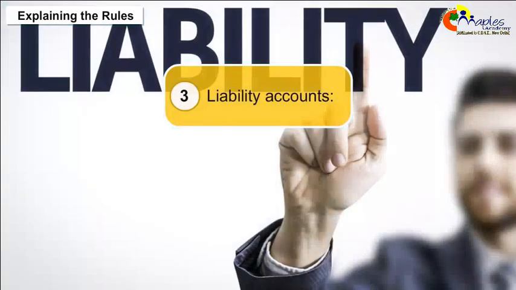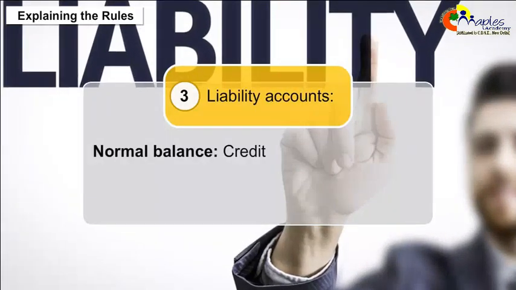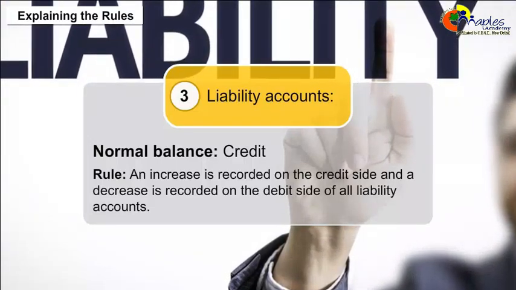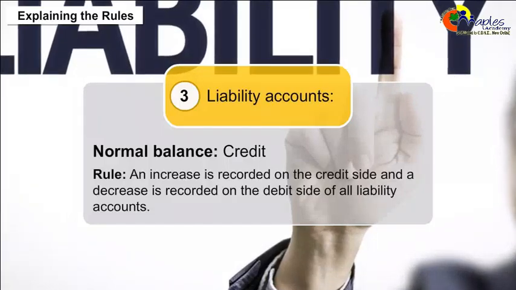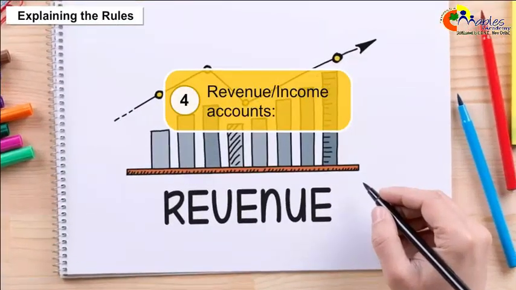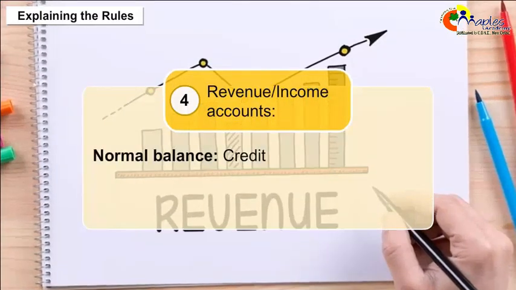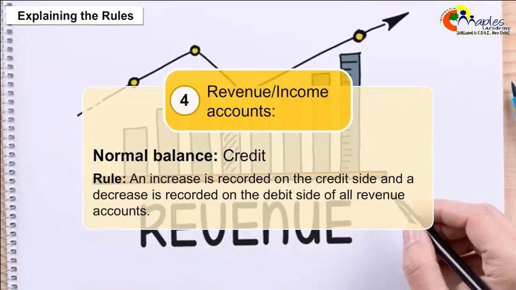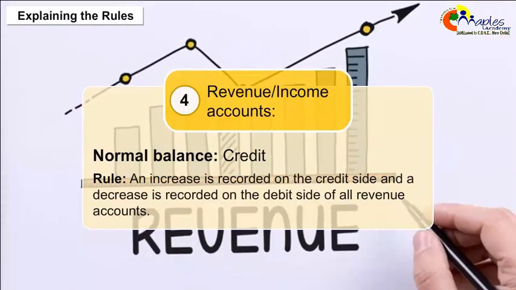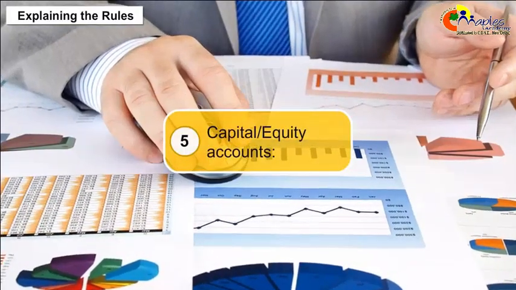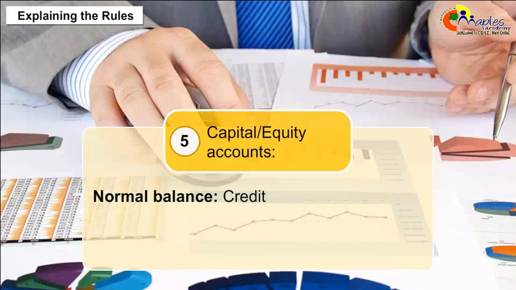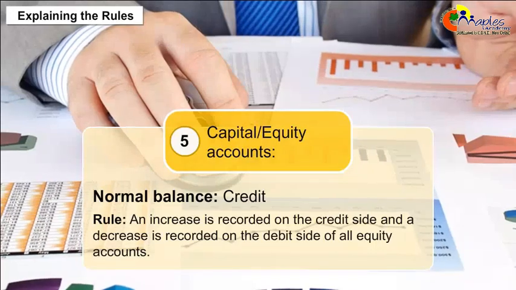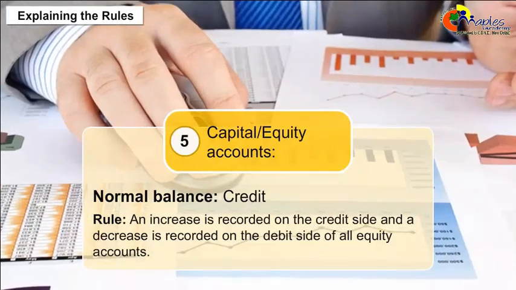3. Liability accounts, normal balance, credit. Rule: an increase is recorded on the credit side and a decrease is recorded on the debit side of all liability accounts. 4. Revenue or income accounts, normal balance, credit. Rule: an increase is recorded on the credit side and a decrease is recorded on the debit side of all revenue accounts. 5. Capital or equity accounts, normal balance, credit. Rule: an increase is recorded on the credit side and a decrease is recorded on the debit side of all equity accounts.